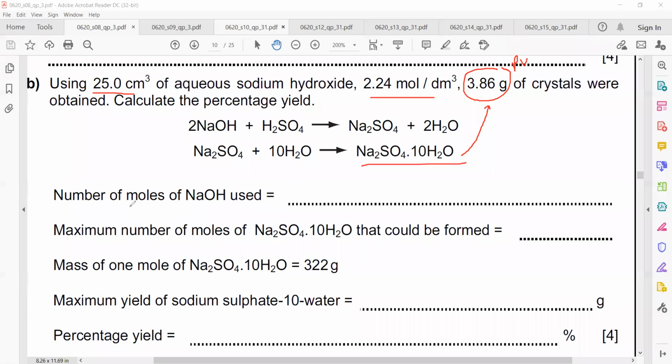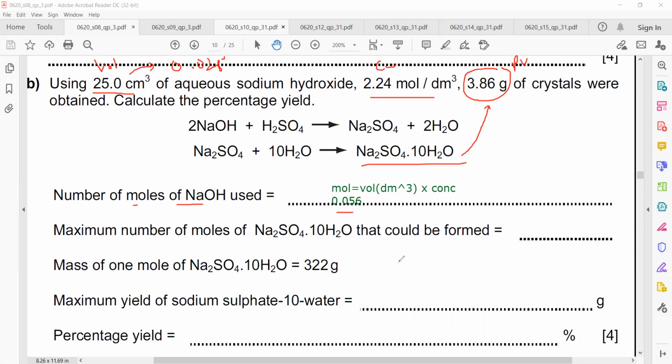The first one, number of moles of sodium hydroxide. How to get the moles of sodium hydroxide? You have the volume and you have the concentration. Moles equal volume in dm cube multiplied by concentration. This volume is in cm cube, so it will be 0.025 dm cube and 2.24. When you multiply them, you will get 0.056 mole.